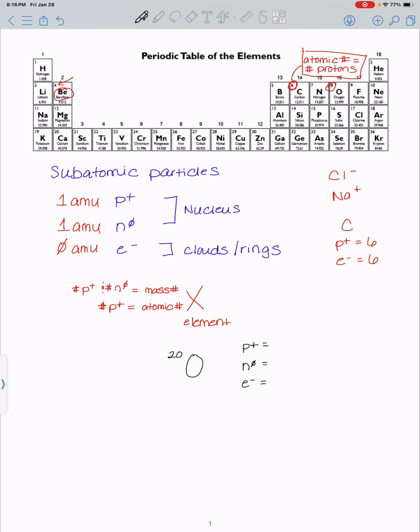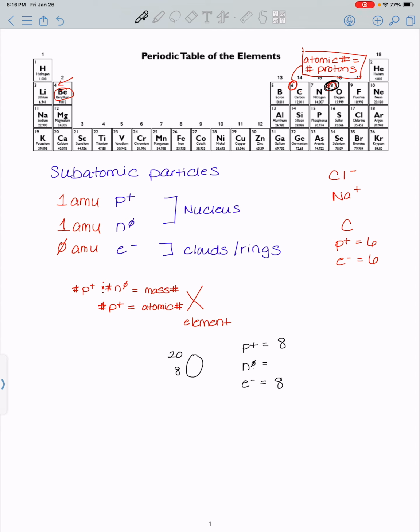So looking at oxygen, we already did this. Our atomic number is 8, so we can go ahead and fill that in there. So atomic number equals the number of protons. So we have 8 protons. It's electrically neutral, meaning that we don't have a charge over here, which means we also have 8 electrons.